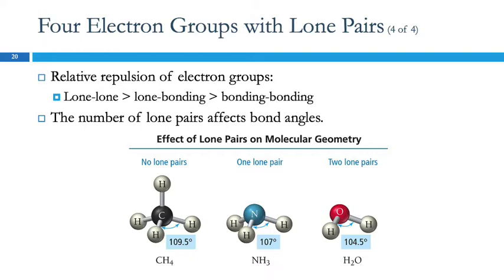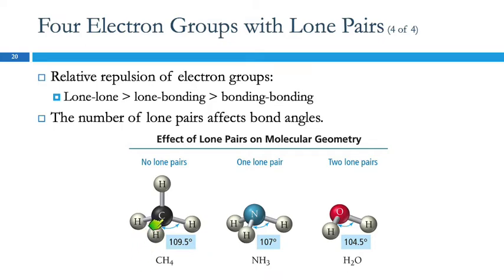Relative repulsion of electron groups. So lone pairs next to lone pairs, that's the most repulsive. Lone pairs next to bonding pairs is the next most repulsive, and then bonding pairs with each other is the least repulsive. So the number of lone pairs on your central atom is going to affect the bond angles.